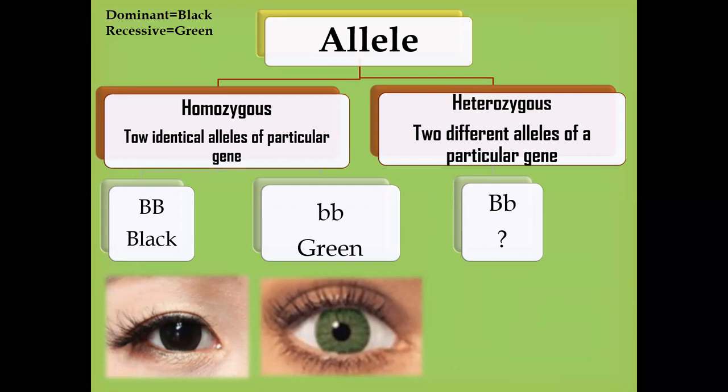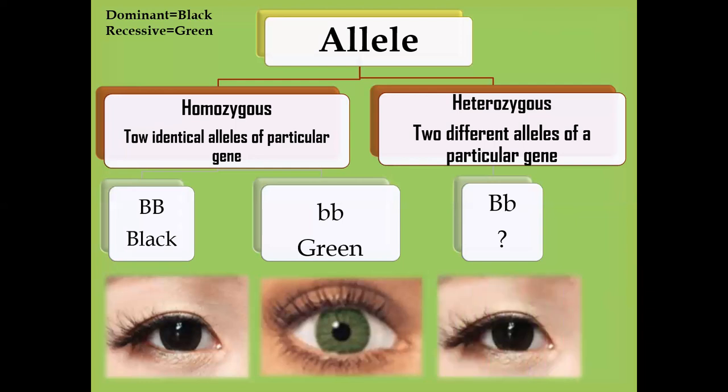For example, if the black color is dominant over the green color, the alleles may be homozygous, meaning two identical alleles of a particular gene. For example, the capital B represents the dominant character, so the eye color will be black. If there's a lowercase b, it represents the recessive character, so the eye color will be green. But if there is a heterozygous condition, two different alleles of a particular gene, so the capital B is present and lowercase b is also present, what kind of color may appear?